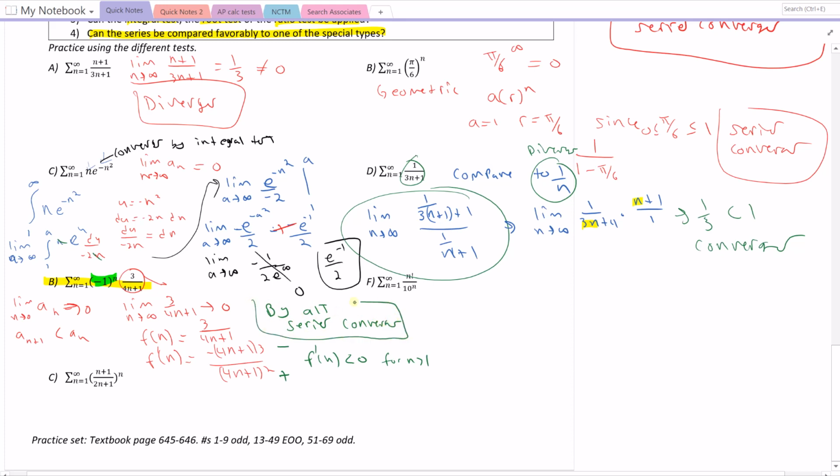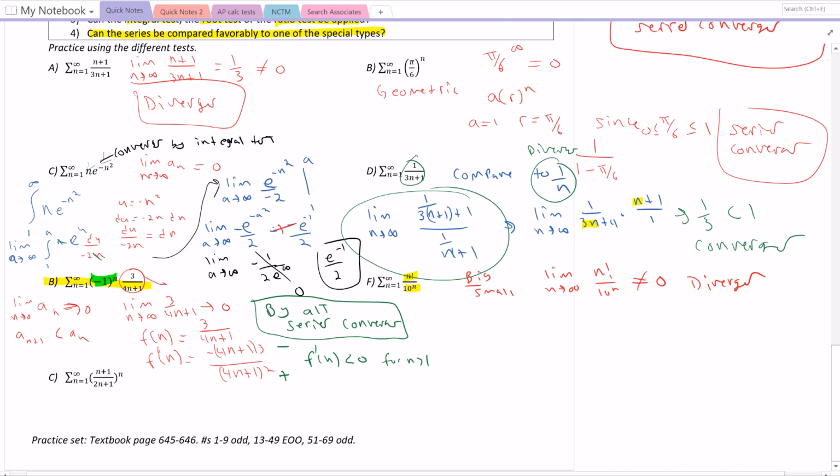You could also use a direct comparison, or you could use one of the ratio tests on that one as well. All right, f. We would try the nth term test for divergence. We know that factorials grow faster, so this is big over small, which means the nth term test applies: the limit as n goes to infinity of n factorial over 10 to the n does not equal 0. Therefore, this series diverges.